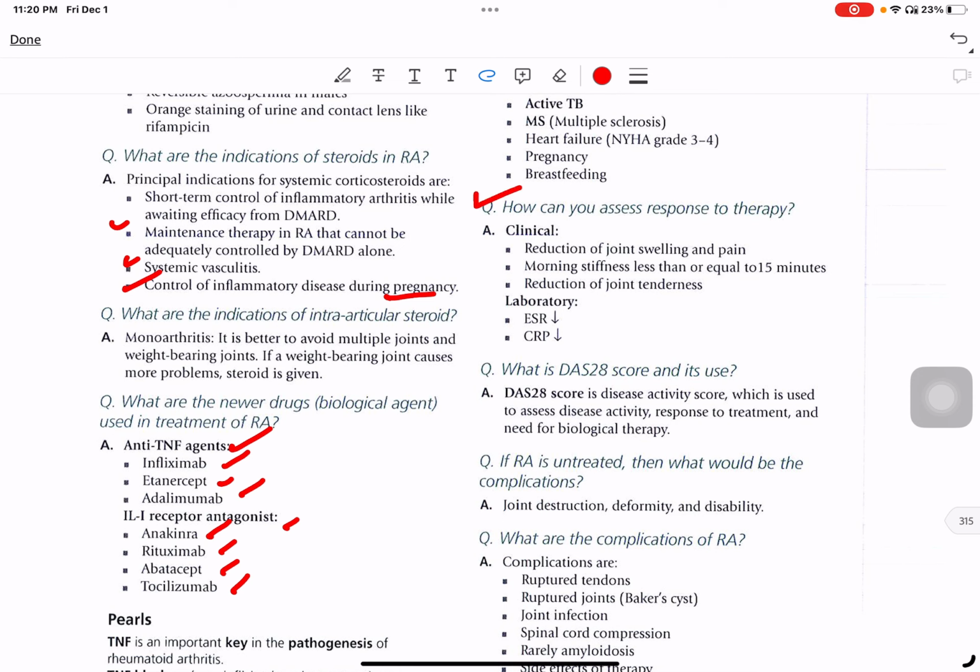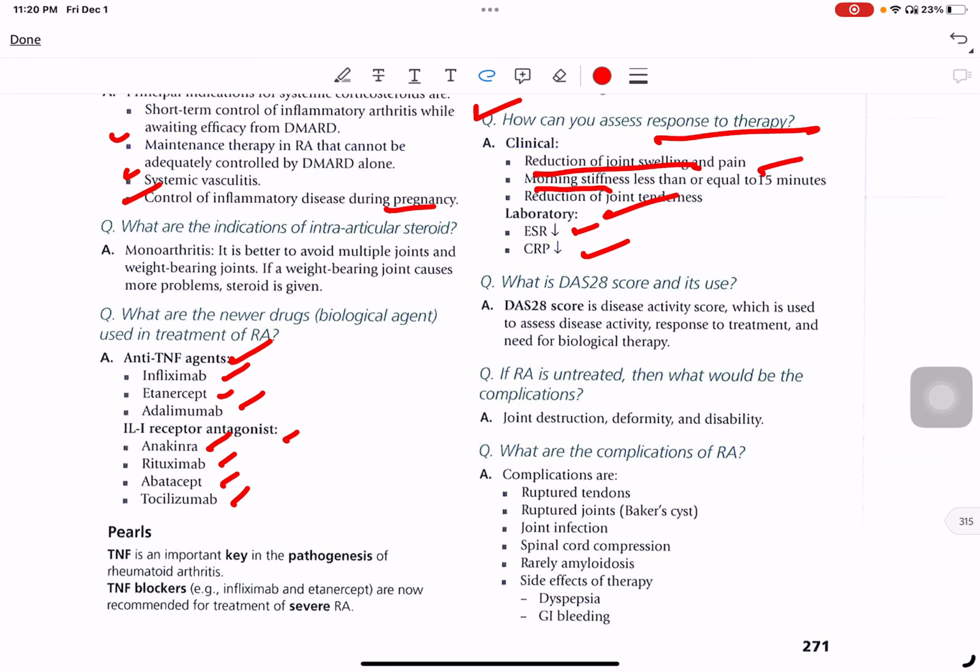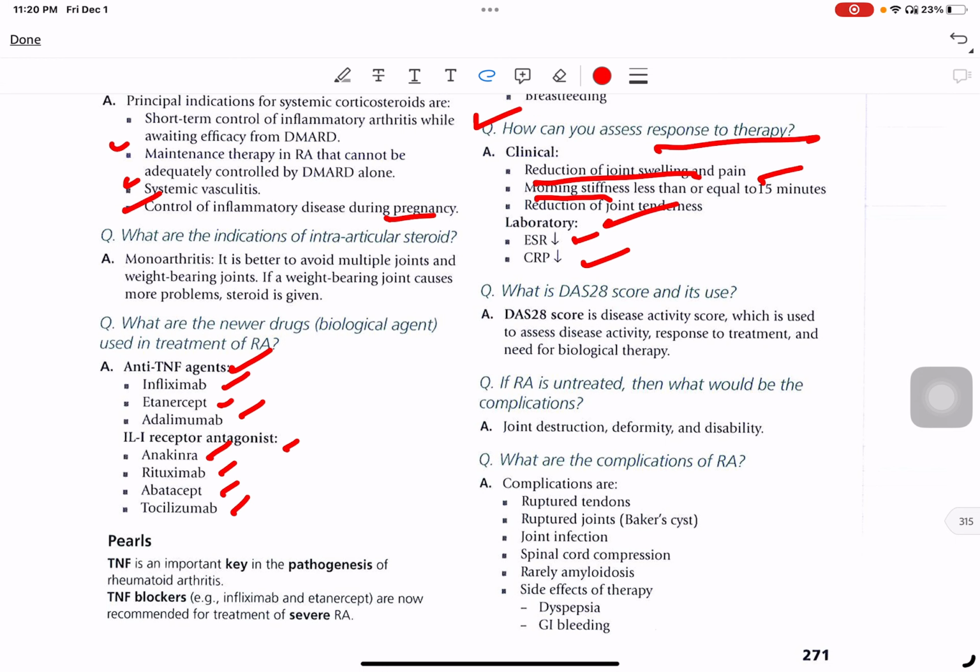How will you assess the response to therapy? Reduction of joint swelling and pain, reduction of joint stiffness, reduction of joint tenderness, decreased ESR, decreased CRP. What is the DAS-28 score and its use? The DAS-28 score is the disease activity score used to assess disease activity, response to treatment, and need for biologic therapy.